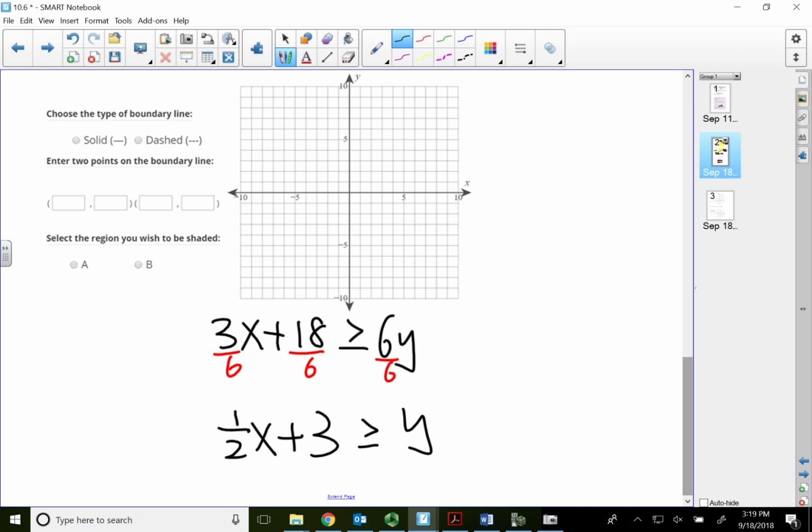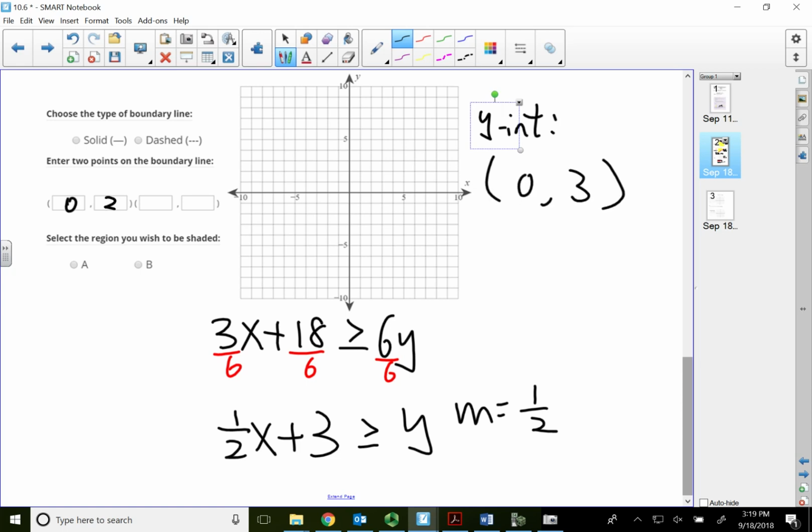All right, so my slope m is going to be a half. My y-intercept is going to be 0, 3. So that's my first point, 0, 3. With the equal to, I use solid lines.